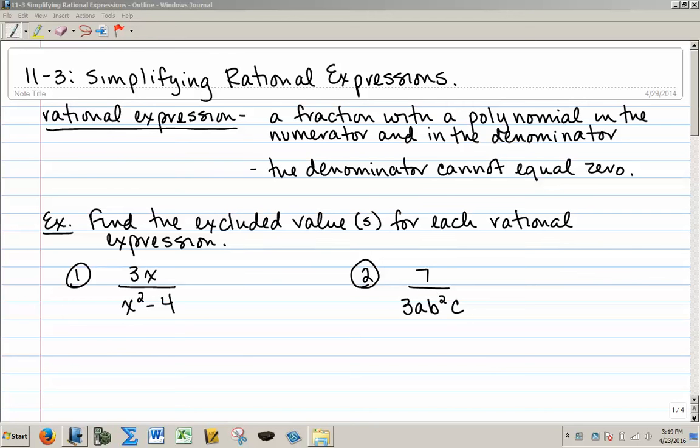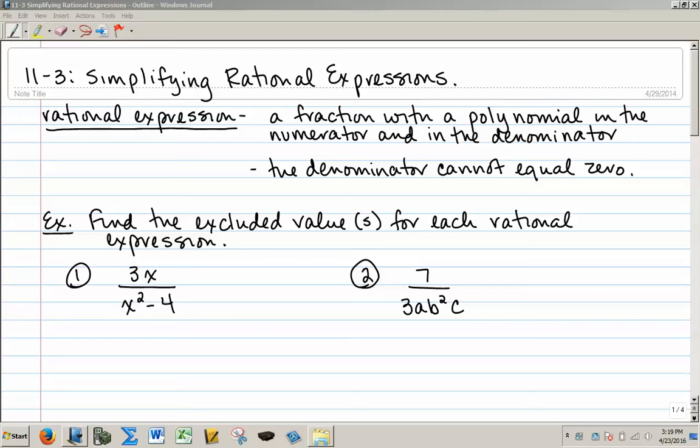Section 11.3 is on simplifying rational expressions. A rational expression is a fraction with a polynomial in the numerator and a polynomial in the denominator, and the denominator cannot equal 0. In the last section, when we were looking at graphing rational functions, we found the excluded value for the rational function.